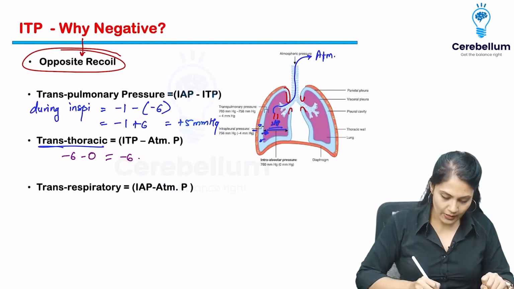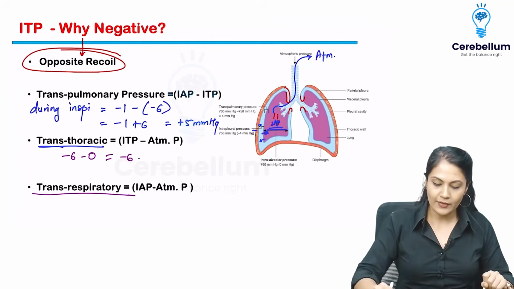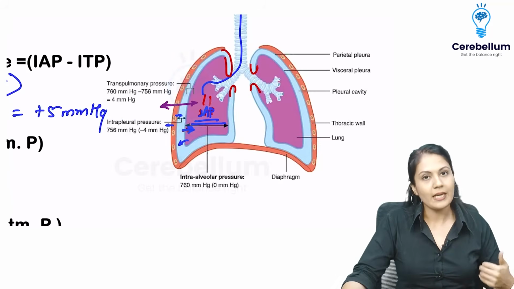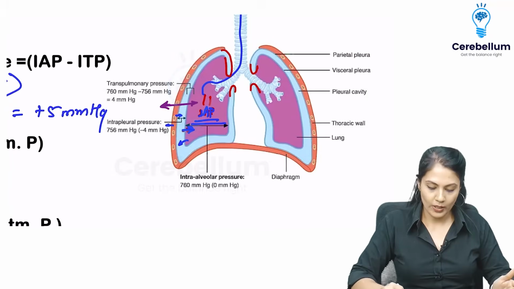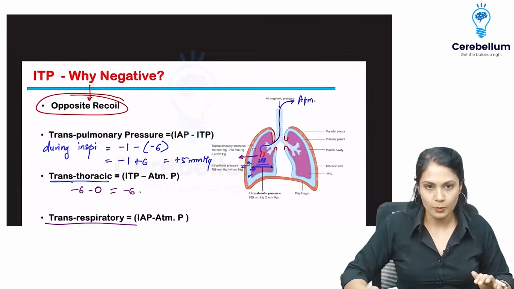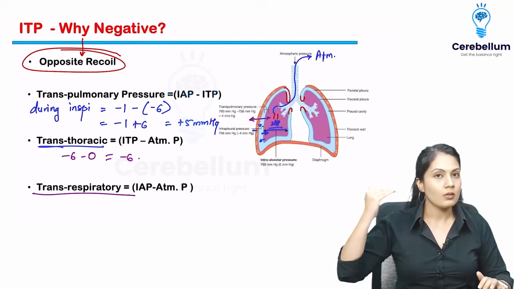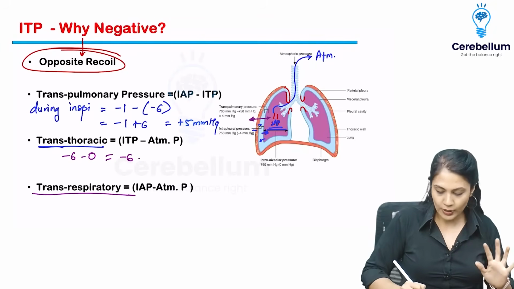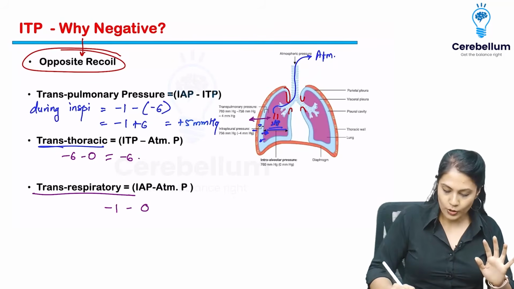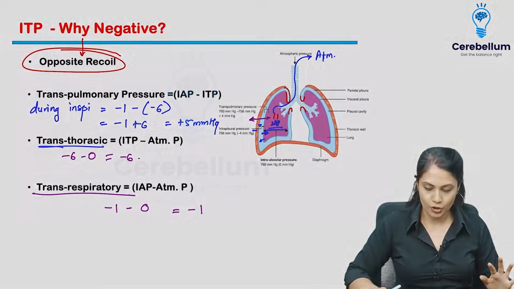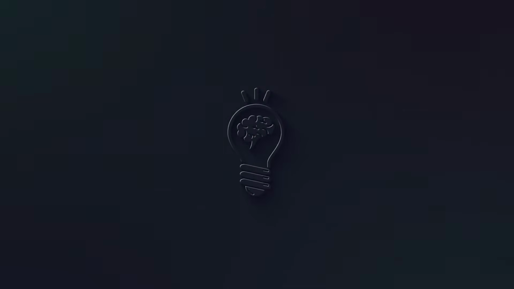Alright. Transrespiratory pressure. In the respiratory system, I'm going to take the chest wall also, and the pulmonary, that means the lung also. So I'm going to take the innermost layer, that is IAP, and the outermost layer, that is atmospheric pressure, and subtract the atmospheric pressure from the IAP. How much is the IAP? Let's check during inspiration. It is going to be -1 and atmospheric is going to be 0. So it is going to be -1. It is usually equal to intra-alveolar pressure.